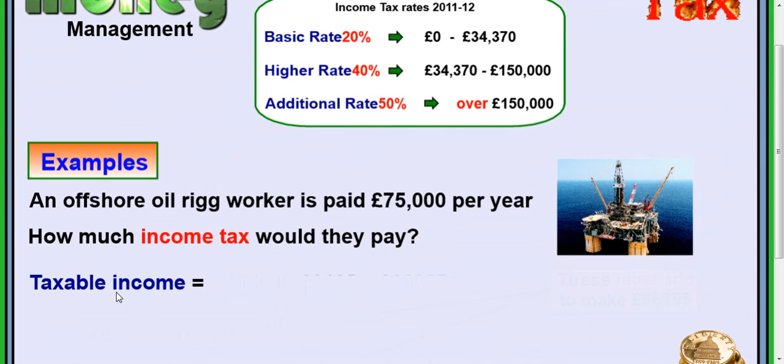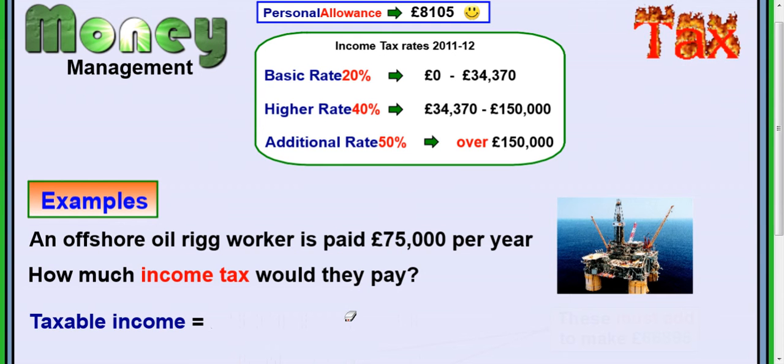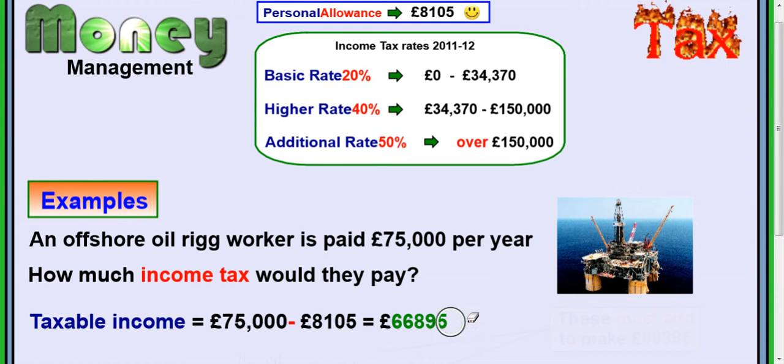Okay, let's look at a slightly more complicated example, one which goes into the 40% bracket. So an offshore oil rig worker is paid £75,000 a year. How much income tax would they pay? Well, same as before, we have to subtract our personal allowance. The government's not allowed to tax you on the £8,105 of this 75,000, so we need to do a takeaway sum to see what the government can tax, and that comes to £66,895.